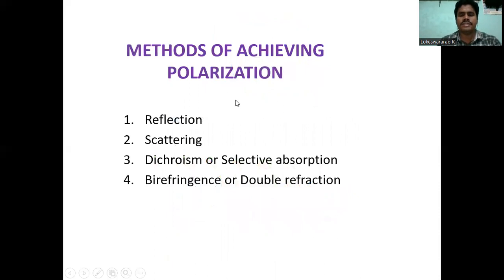And the methods of achieving polarization: by using these four methods, we can achieve polarized light. One is by reflection, second by scattering, and the third one is dichroism or selective absorption. And the final one by birefringence or double refraction. We'll discuss how to achieve polarized light from reflection.